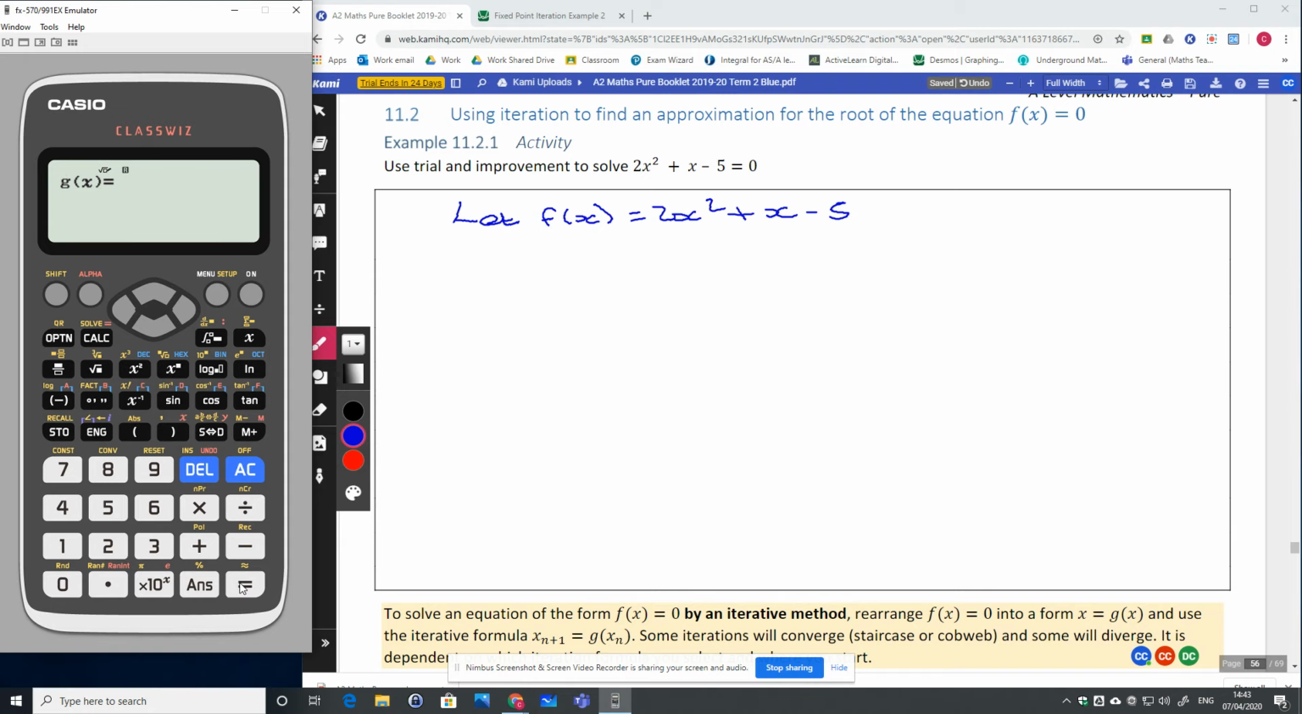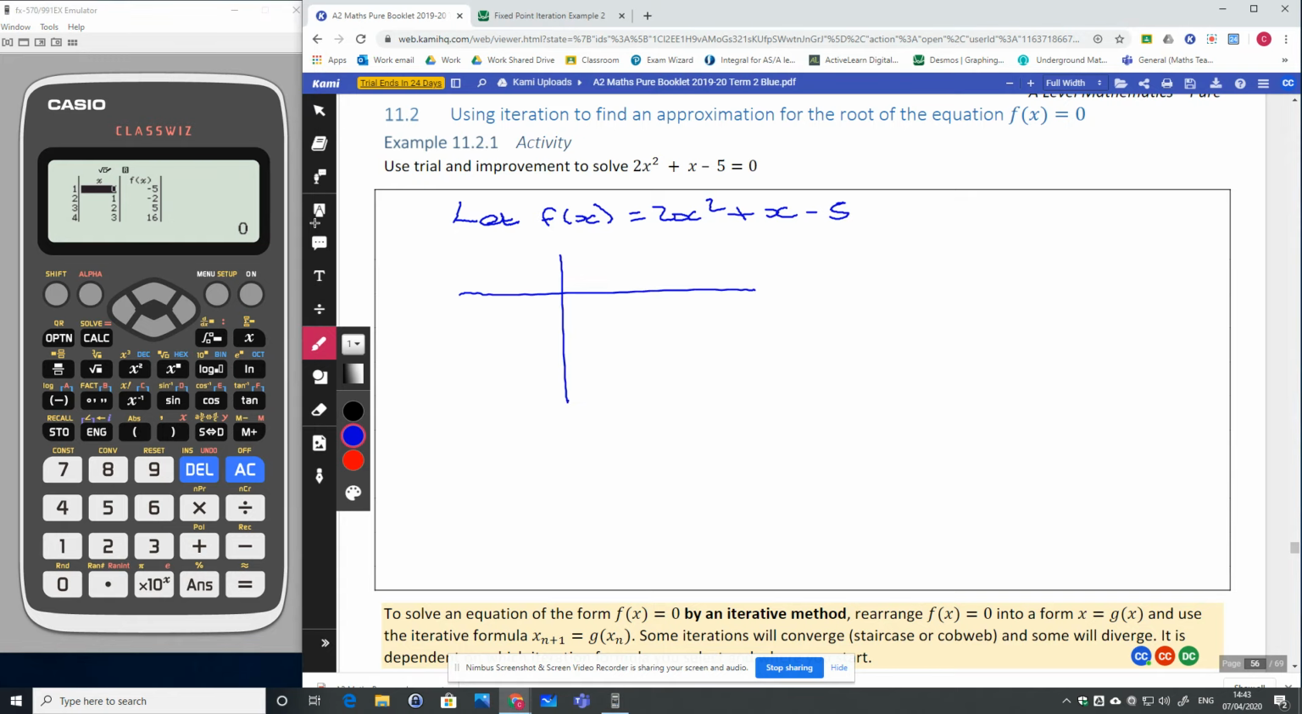Press equals, it then says g of x. We are not interested in the second function, so just press equals again, and I'm going to take my range from 0 to 10, stepping in ones, and what we are looking for is that change of sign in f of x. So f of 1 is equal to -2, f of 2 is equal to 5. Just like you should have seen at GCSE, we can make a note of that.